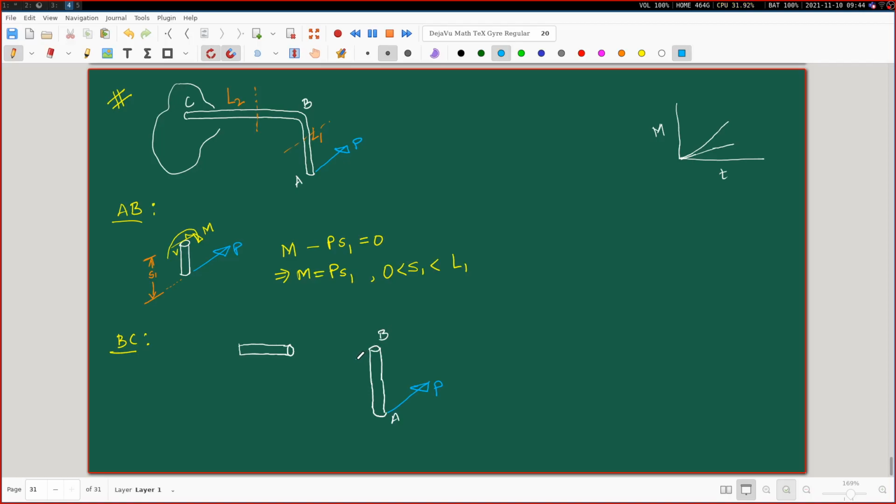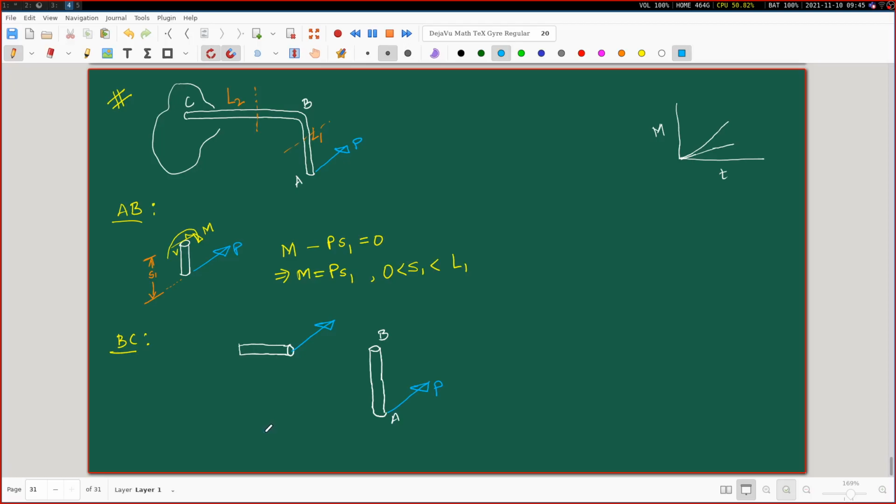But what I'm really interested in here is to see the kind of things that remain here after this AB part has been removed. One thing is very clear, that this force P has to appear here, like this. What else must appear here? Tell me. This is the crucial part. So the moment PL1. Moment PL1.